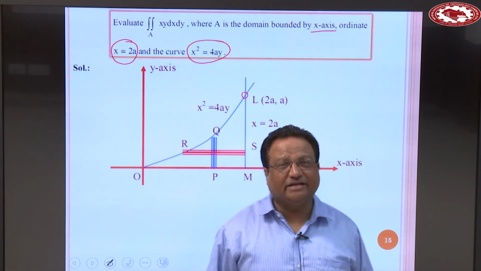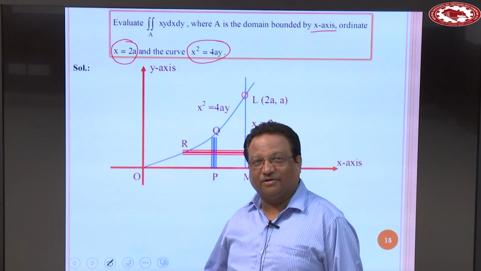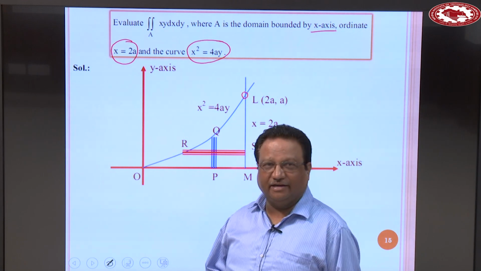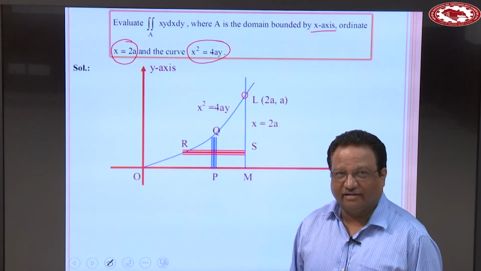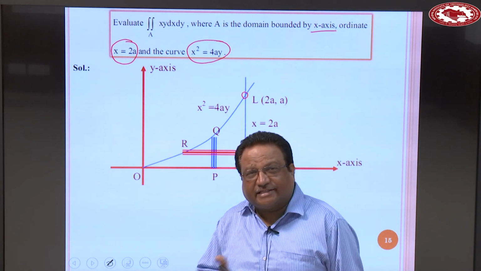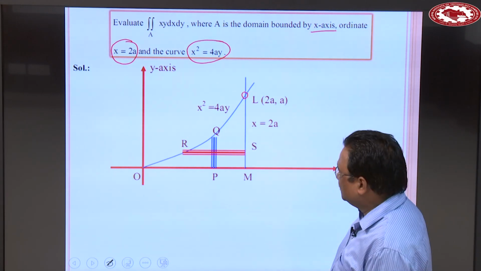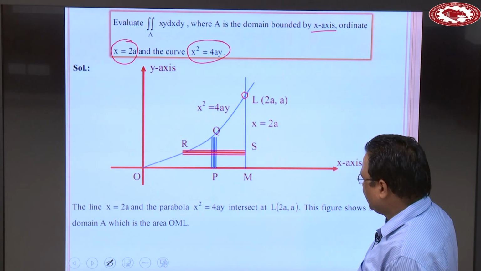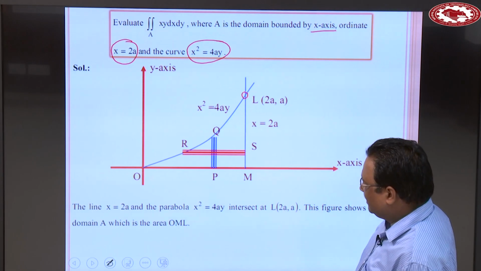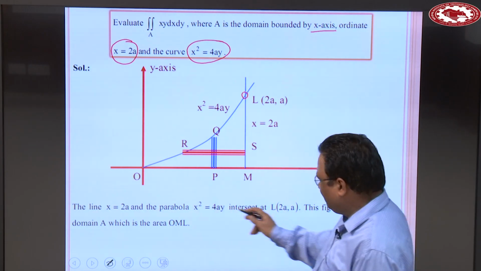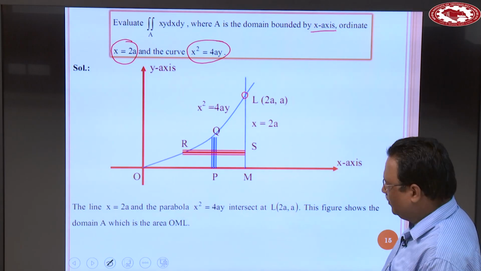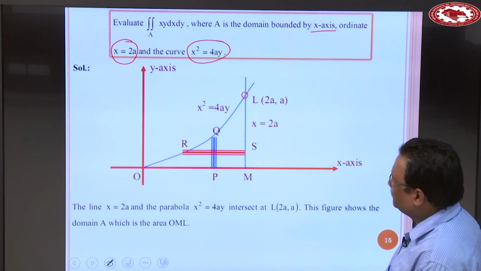मैंने पहले कहा कि चॉइस है हमारी, अब चॉइस है क्योंकि अल्टीमेटली लिमिट्स दे नहीं रखी हुई है, ठीक है ना? लिमिट्स को आपको इवैल्यूएट करना है. तो आप लिमिट्स कैसे कैलकुलेट करोगे? आप पहले स्ट्रिप की चॉइस करिए, राइट? So let us suppose this line x equal to 2a and the parabola intersect at this point; this figure shows the domain A, which is the area OML. Now let us solve this problem.